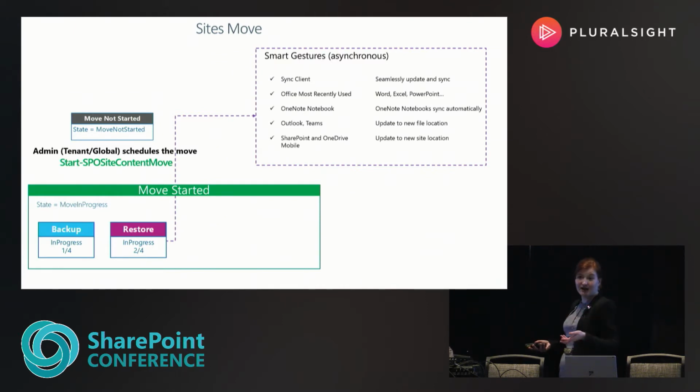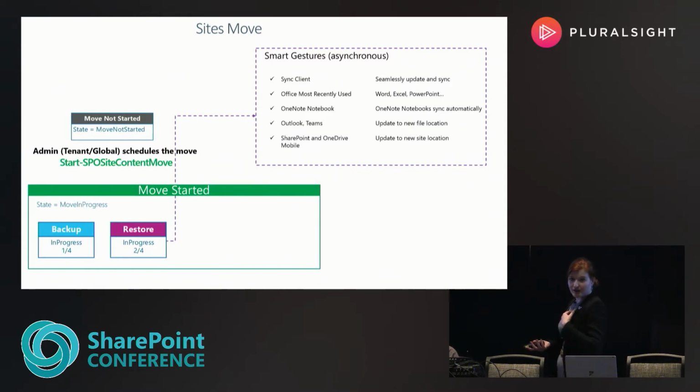For instance, if your sync client is synchronizing to the URL in North America, it needs to know to gracefully disconnect and synchronize to the URL in Europe. We've now moved the site to a different farm. We also do the updates to the Office most recently used files. So if you have an Office client and you have that list, when you open it says your recent files. Well, those files also get updated via a special signal that we send to the client.